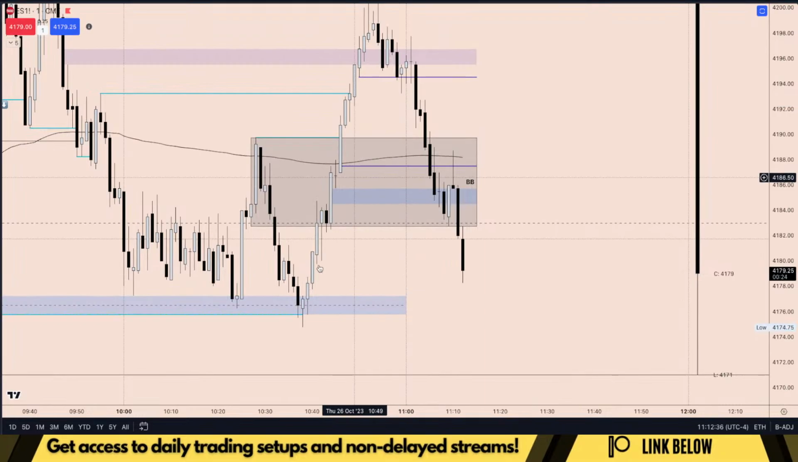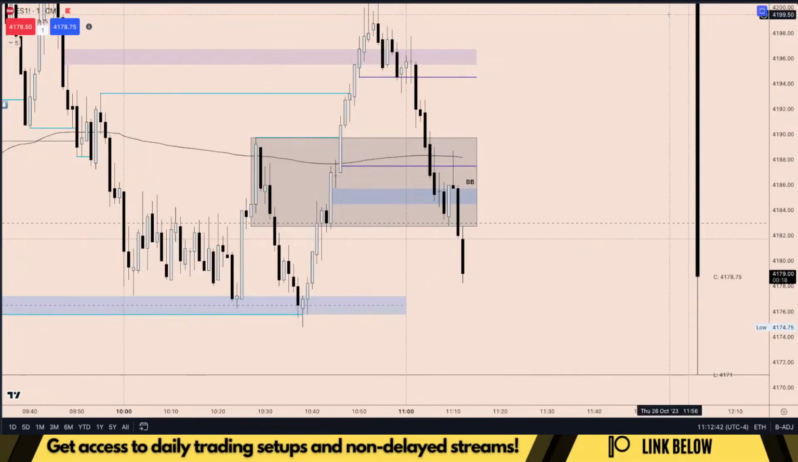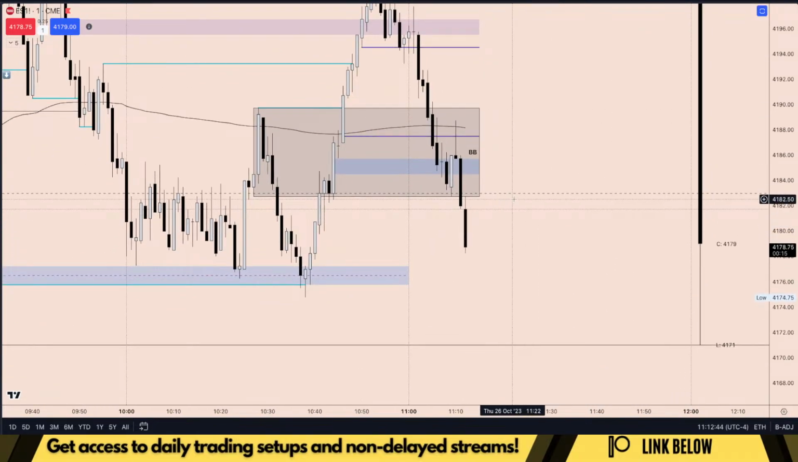Stop filled. Oh, this was just a manipulation move to the upside, to continue to gravitate towards London sell side liquidity.